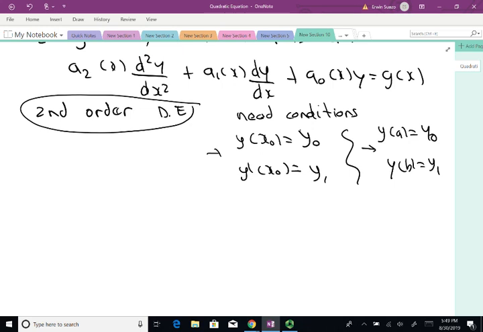I don't know. So there is a property here. Let's call it a theorem. This theorem is called the superposition principle.